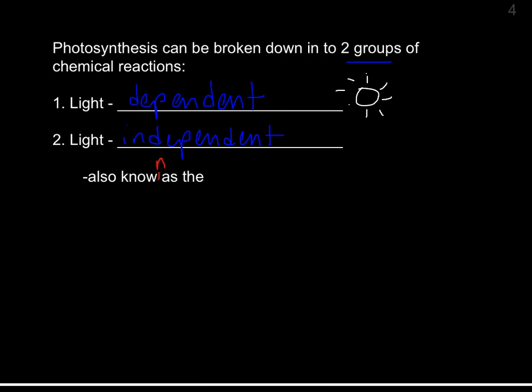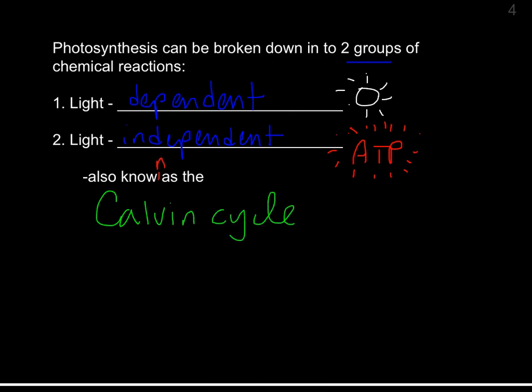Now this reaction does not need light, but it does need energy. And it's going to get its energy from the powerhouse of the cell. You know that as ATP. And the light-independent reaction is also known as the Calvin cycle. Okay, so you're going to need to know both of these on your assessment.